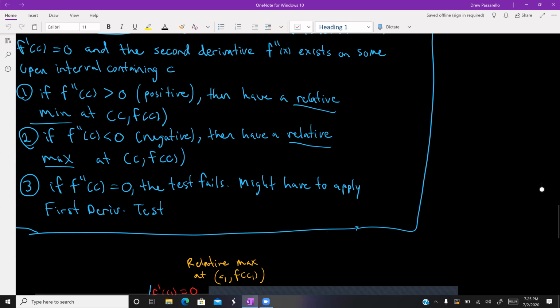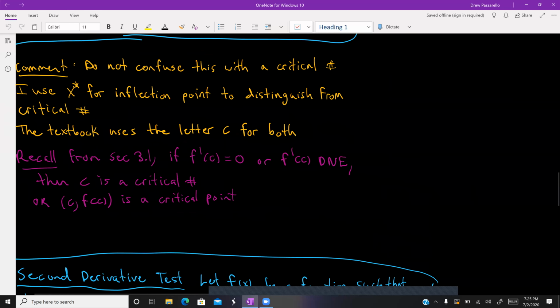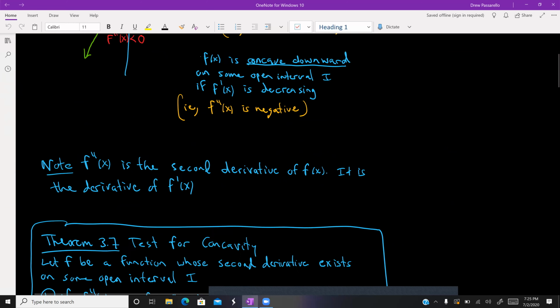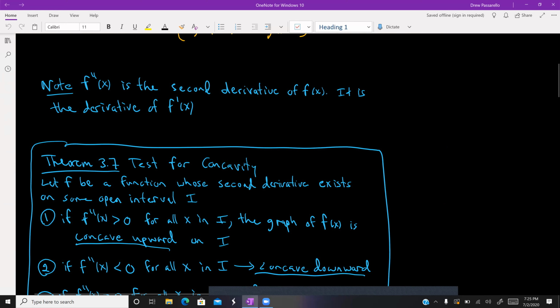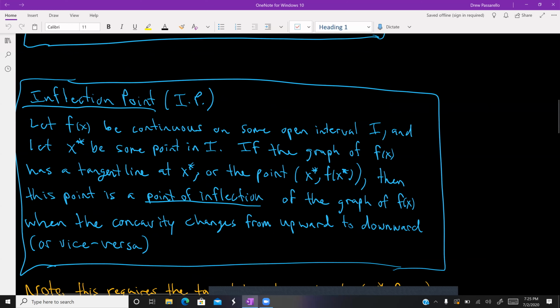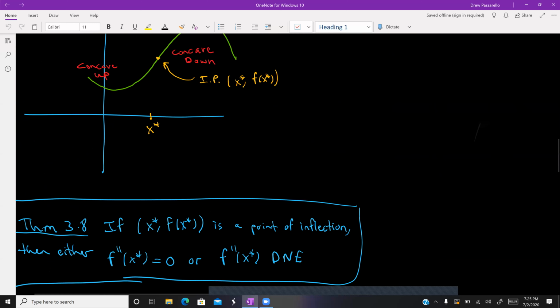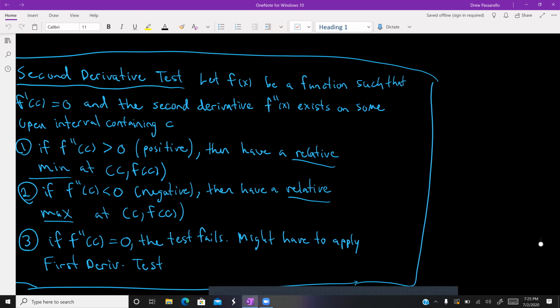So the next video will be examples. The first concept was concavity, so we'll find the intervals of concavity. And then we'll determine inflection points. Again, inflection points are points at which the graph switches concavity. That's separate from the second derivative test. The second derivative test only deals with relative min and relative max. That is not the same thing as an inflection point.